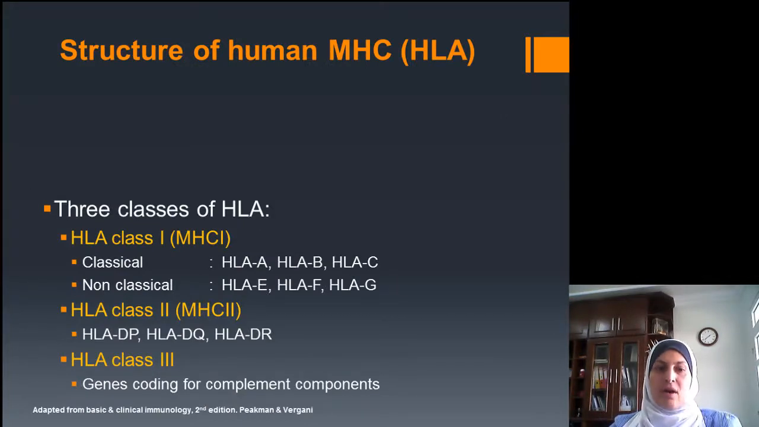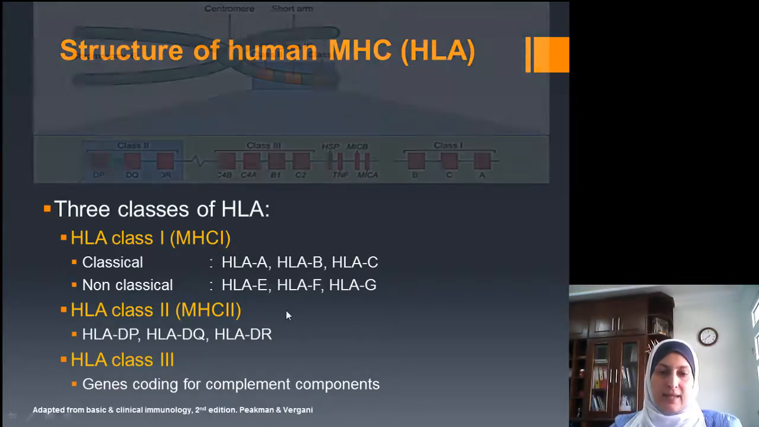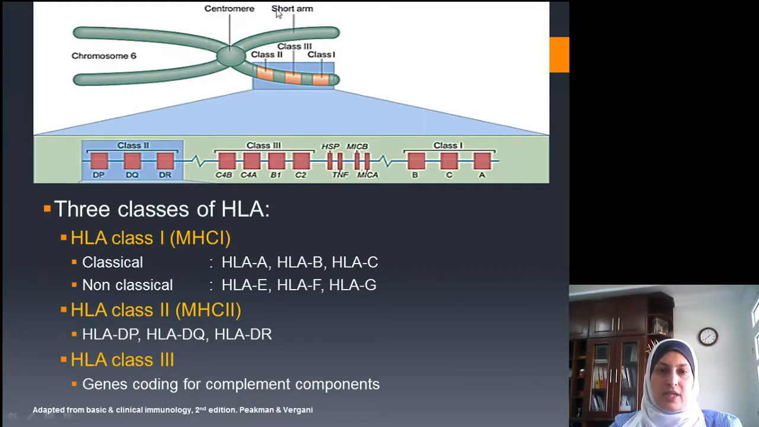Okay, there are three classes of HLA. There is HLA class 1, which is the MHC1, class 2, and class 3. All of these genes are located in chromosome 16 in the short arm, and class 2 is the closest one to the centromere. Class 1 is the farthest one from the centromere, and class 3 is in between.